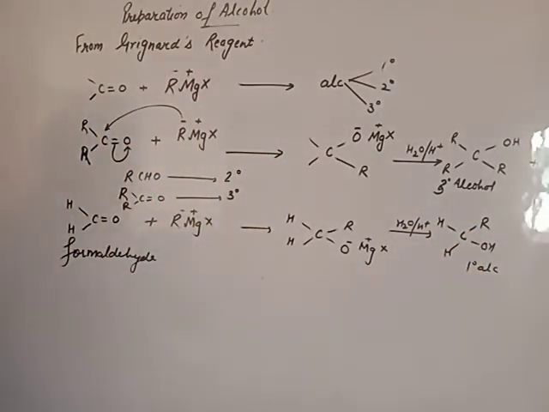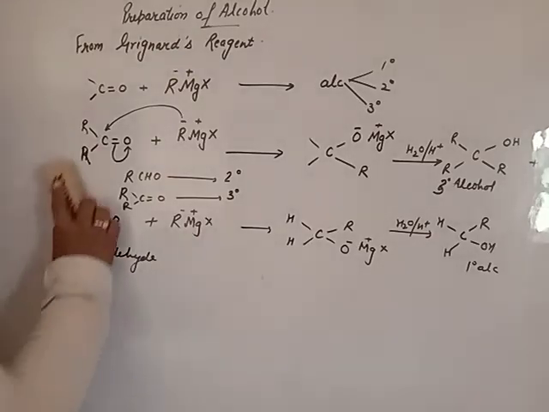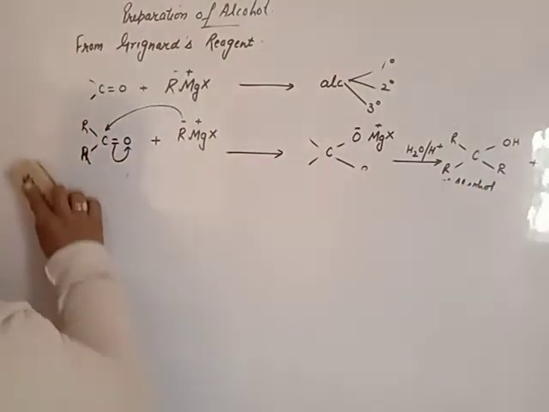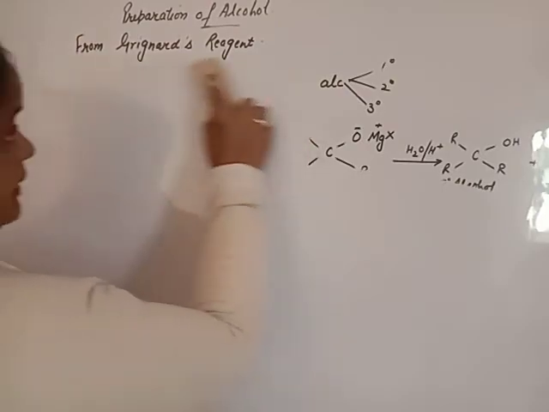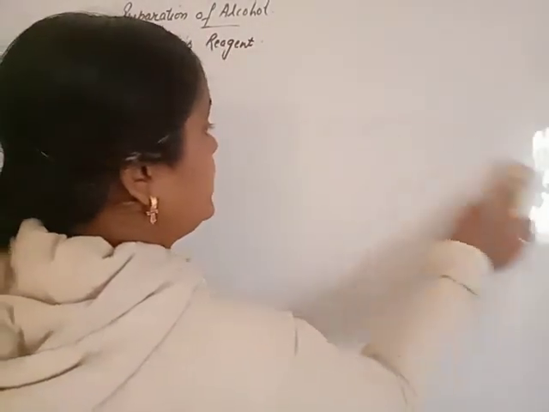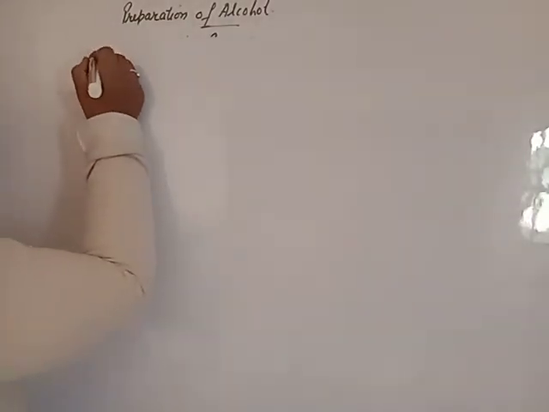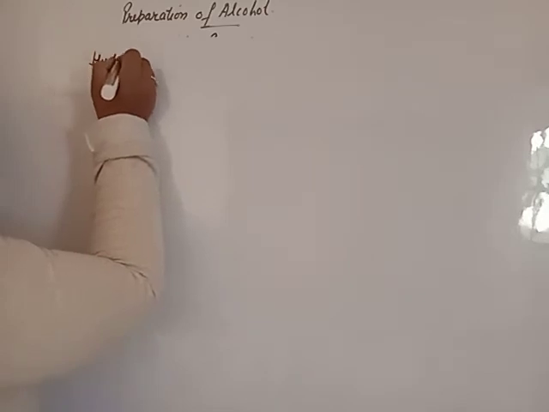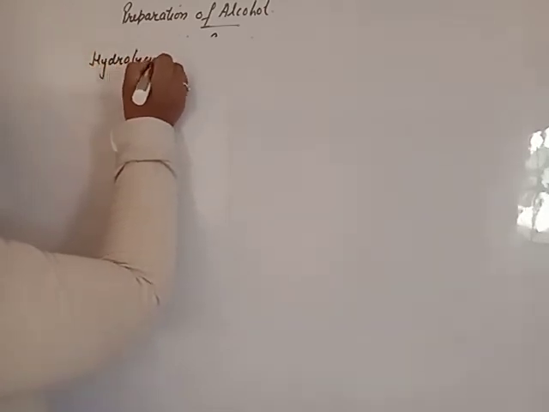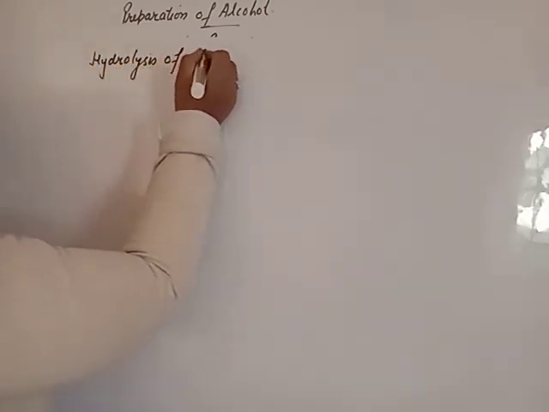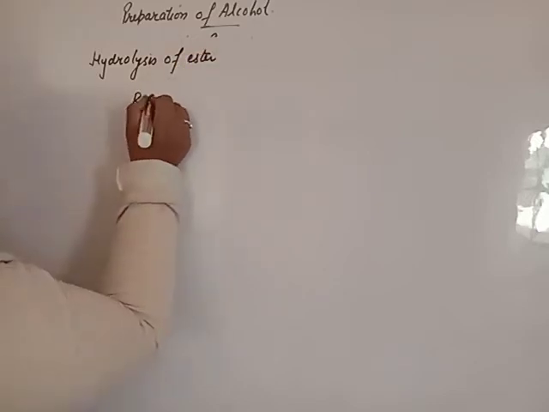From Grignard reagent we will prepare primary, secondary, and tertiary alcohols. Now one more interesting method gives a mixture of alcohols or a pure alcohol, depending upon the nature of the alkyl group. That is the hydrolysis of ester. From hydrolysis of ester.